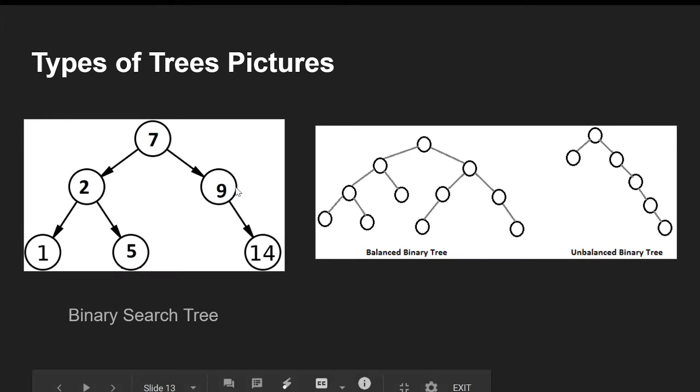So you can see some pictures. So here's a binary search tree. As you can see, we start at 7. The left node, which is 2, is smaller than 7, and the right node, 9, is larger than 7. And then as you can see here for the 2, 1 is smaller than 2, and 5 is larger than 2, and then for 9, 14 is larger than 9. So this is a type of sorted binary tree.